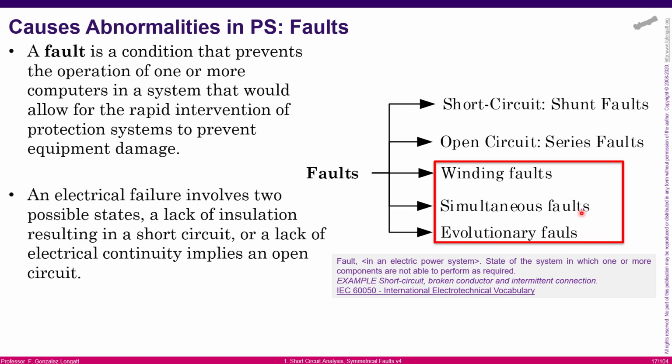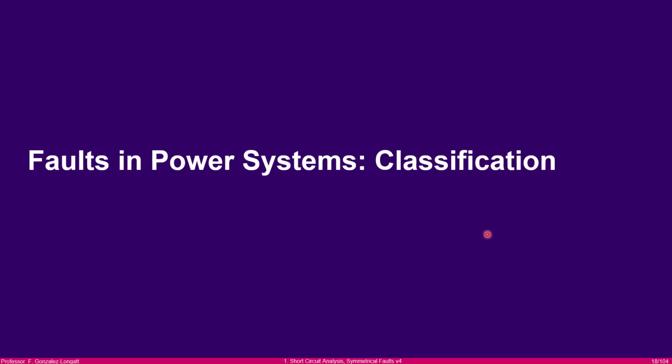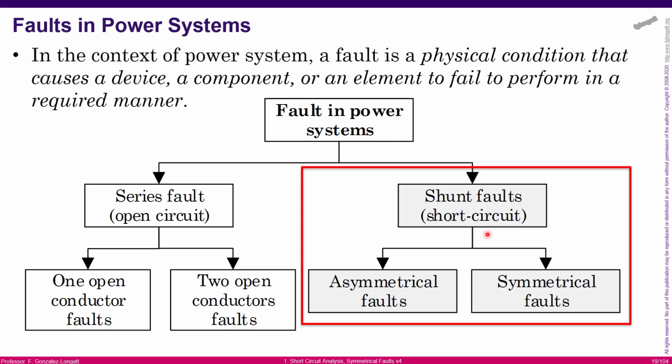What's happening if we have two short circuits at the same time at different geographical locations, okay? And finally, there is something called evolutionary faults, and that is a fault that starts with one condition and then is changing over time. Okay? Okay, we are clear now that we are working with faults, and to be honest, this class today is related with one of those faults. Okay? For the remainder of my session, when I say faults, I will be talking about shunt faults.